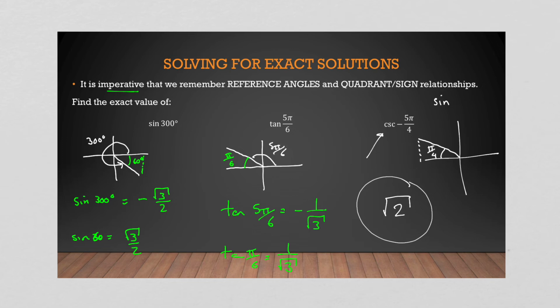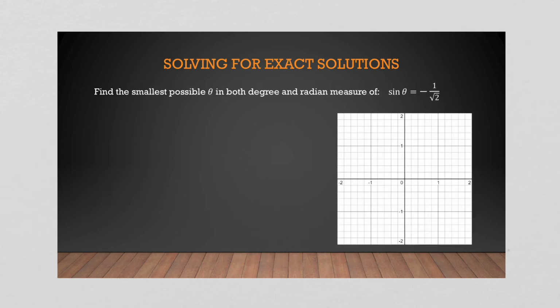So that's how we're going to tie it all together. The quadrants matter, the reference angles matter. We go from there. So let's do a few examples. It helps to draw. Find the smallest possible angle in both degree and radian measure of sine equals negative 1 over √2. If we want the smallest possible, sine is negative in Q3 or Q4, but we want the smallest, so we're going to be in Q3. Now again, I'm not drawing to scale, so it's just for location.